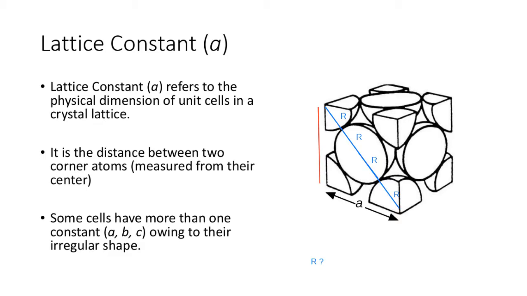A. Good. So the red line is A. The black line is also A here, and the red line is A, and this is the 4 R's, which means 4 times the radius of the atom.